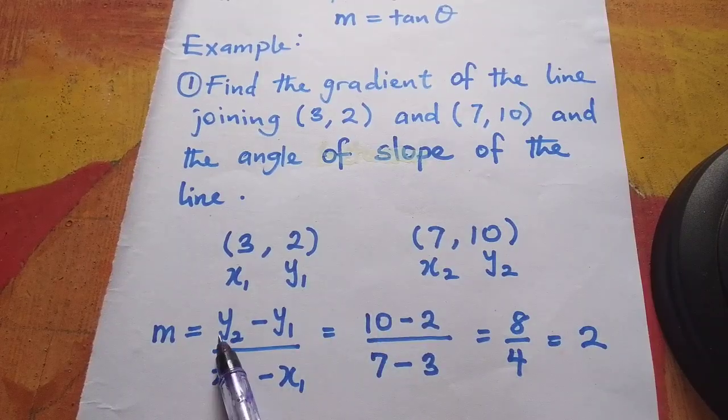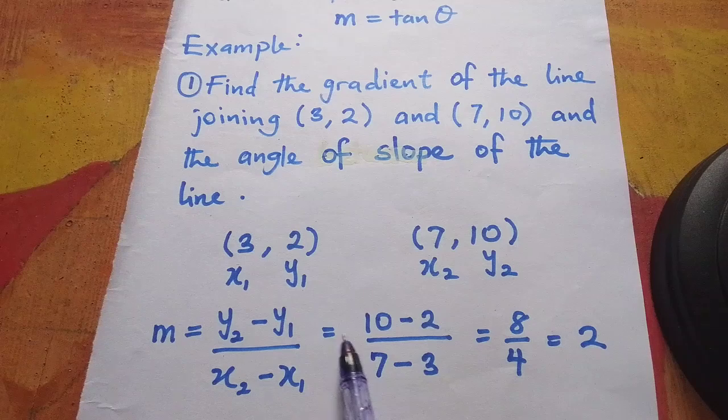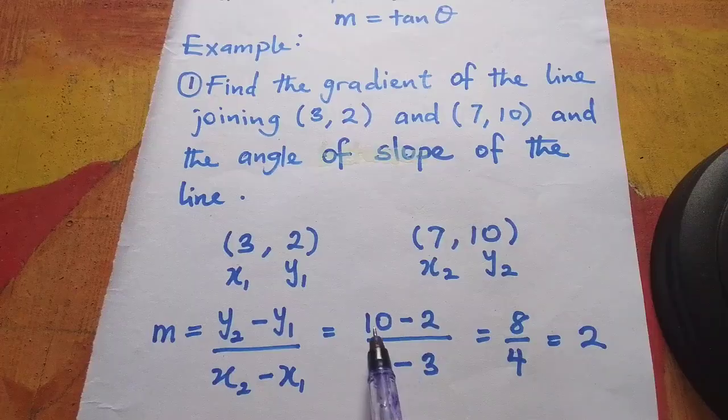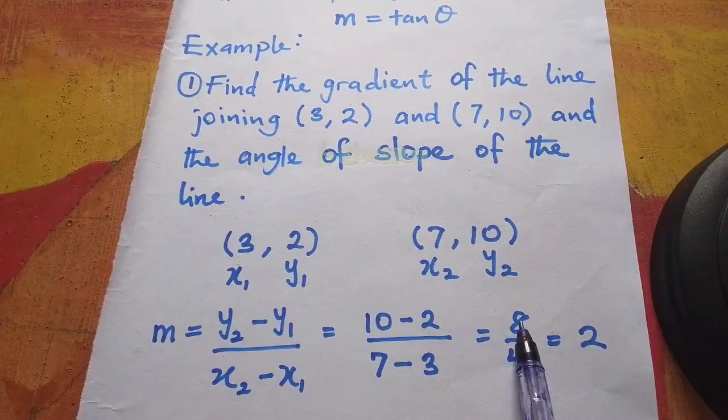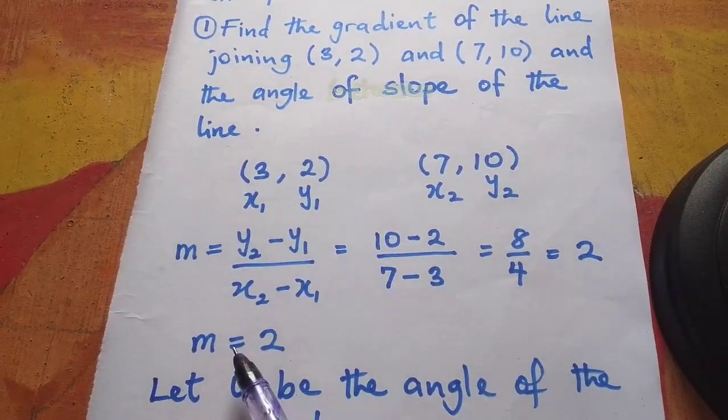So our y2 here is 10 minus your y1, which is 2, over x2, which is 7, minus your x1, which is 3. So 10 minus 2 will give us 8, over 7 minus 3, which is 4. 8 divided by 4 is 2. So the gradient is 2.